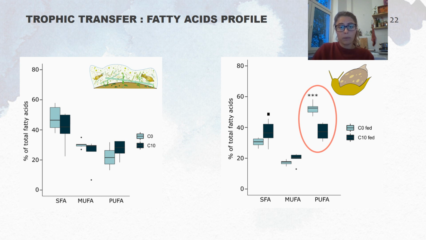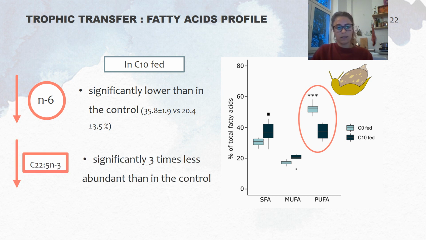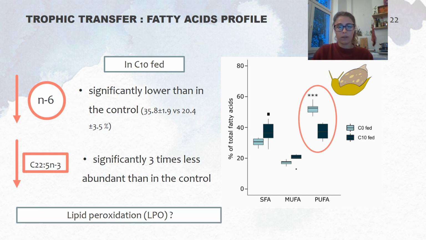For the snails, we can see that the polyunsaturated fatty acids were significantly lower compared to the control, and especially for these omega-6 fatty acids and these omega-3 fatty acids. And this decrease could be linked with lipid peroxidation induced by the thorium.